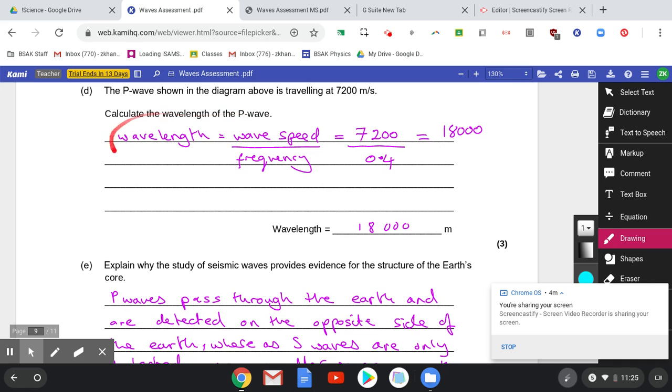Calculating the wavelength, first we have to rearrange the equation. So it's wave speed over frequency equals wavelength. The wave speed given to us is 7,200. The frequency we have worked out in the previous question. If you put the incorrect frequency here from your previous question, you will still pick up the marks. So you'll pick up 1 mark for the division and 1 mark for your incorrect answer, but you will not pick up the third one. So you will still pick up 2 marks there.